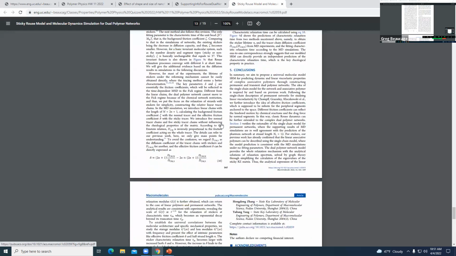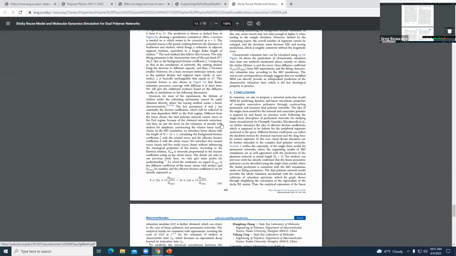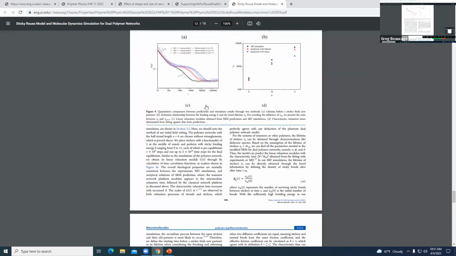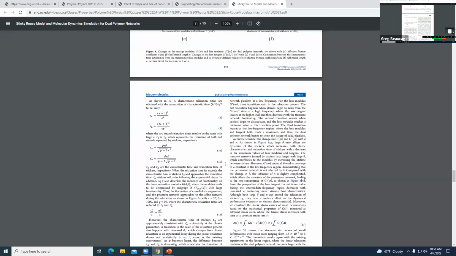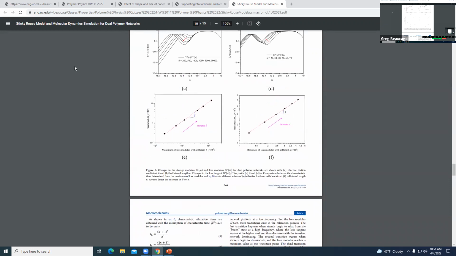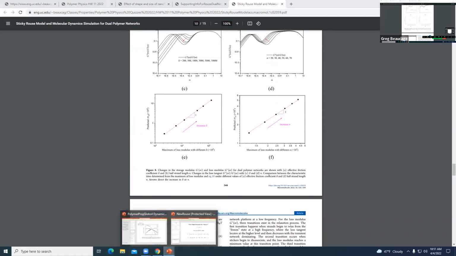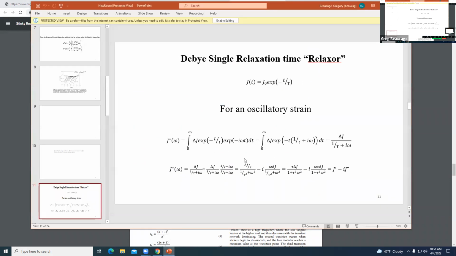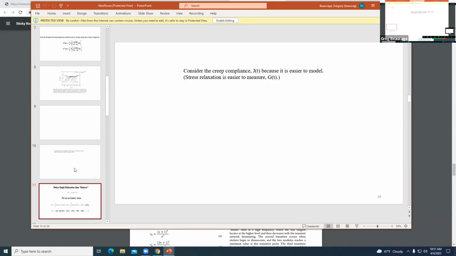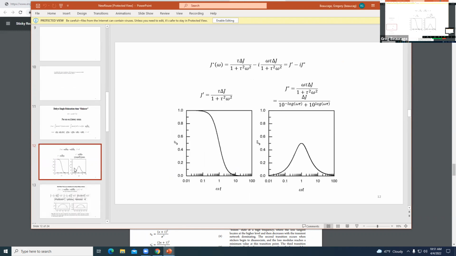Pretty sure it's in here somewhere, maybe not. He just gives that exponential time dependence. Somewhere in here, he gives that frequency dependence function, but anyway, it doesn't matter. So anyway, that's kind of an important point.